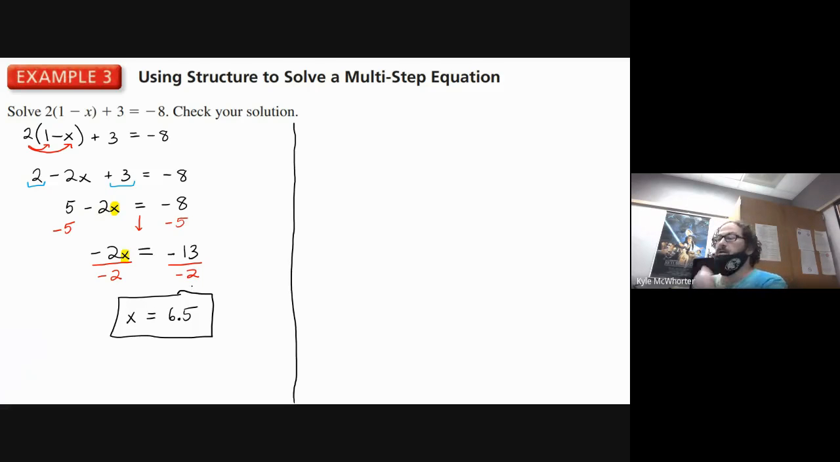Okay, so that was solving it by simplifying first, using the distributive property and combining like terms, and then using inverse operations to isolate the variable. Now I want to show you a second way to do it.